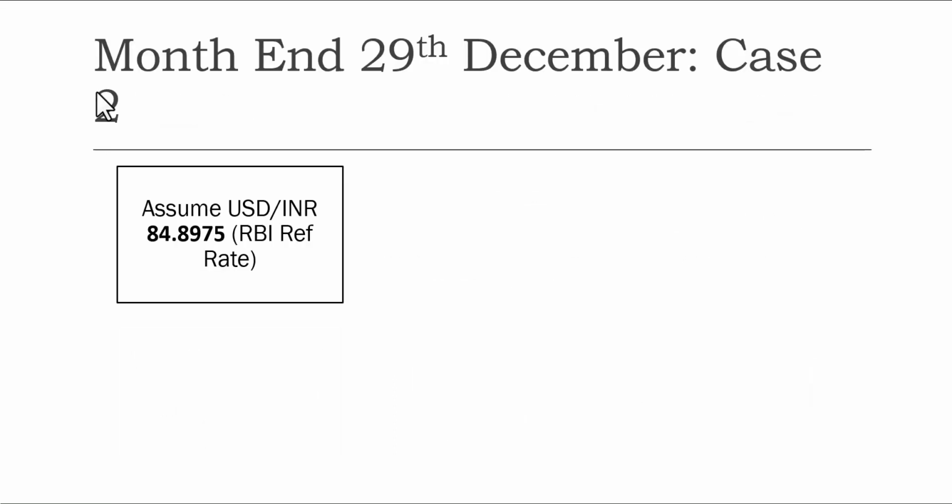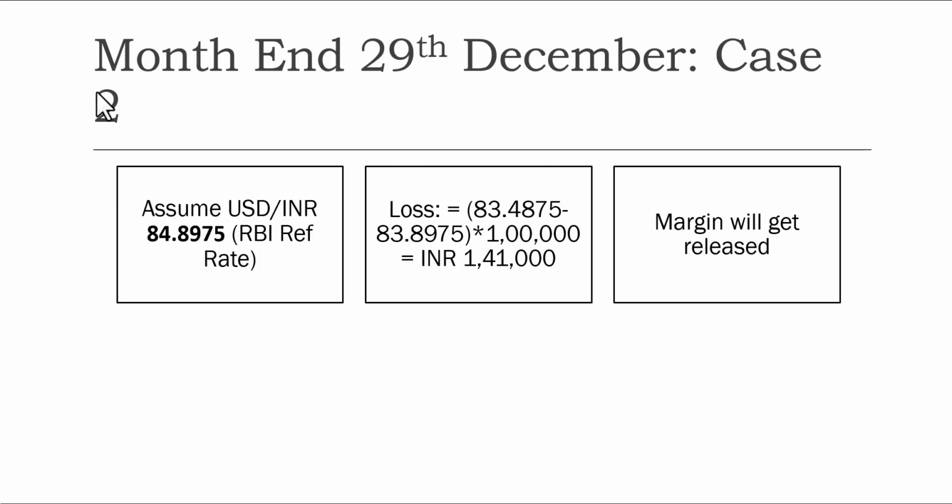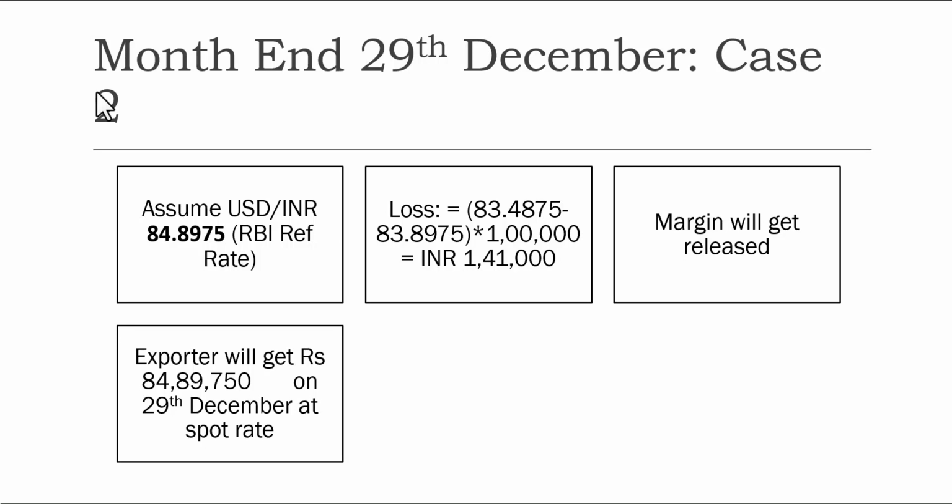Now, let's assume that the dollar price goes up. It goes to 84.8975. Since I have sold at 83 point something, I'm sitting on a loss. I'll be making a loss of 1 rupee 41 paisa, which is 1,41,000, in the stock exchange. If I had not taken this position, I would have got 84.89 for my exports. But since I have taken a position, I am not going to pocket the gain arising from the favorable market move. Though I will be getting 84 lakh 89,000 from the banker, that is 1 rupee 41 paisa more than the price a month back.